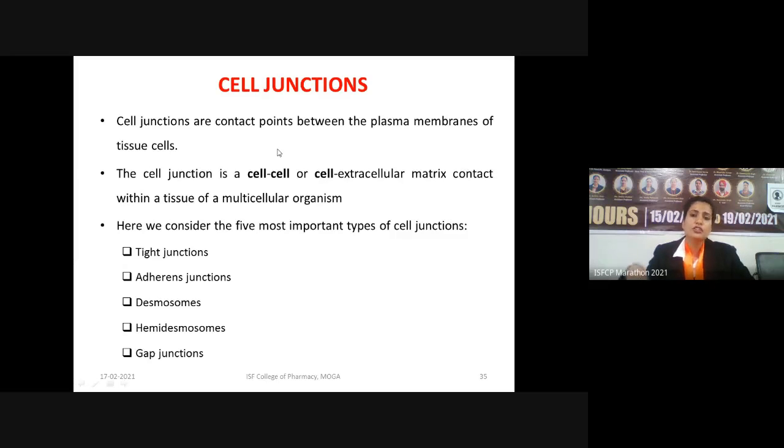So what do you understand by cell junctions? The plasma membrane of one cell can connect with another cell, or the cell can connect with the extracellular matrix. Cell junctions are of 5 main types. First are tight junctions, second are adherens junctions, third are desmosomes, fourth are hemidesmosomes, and the last are gap junctions.